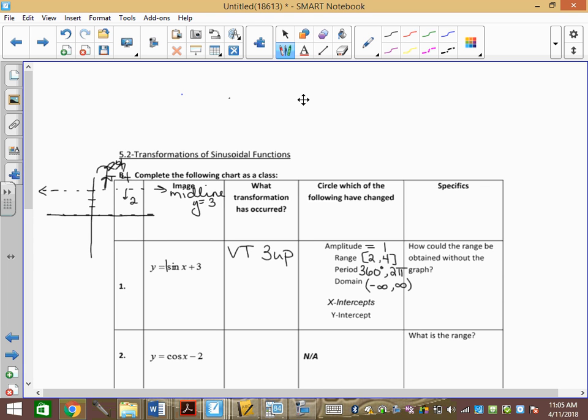So circle the ones that have changed. My range changes. The periods stay the same. Domains stay the same. My x-intercepts, there are none. My y-intercept is what?